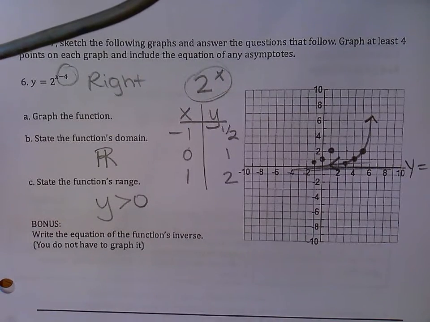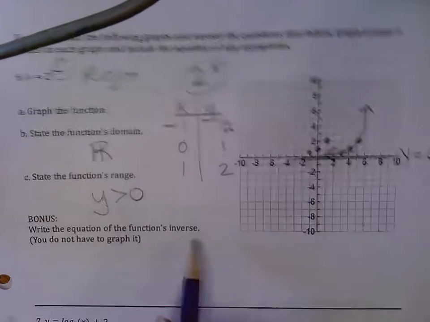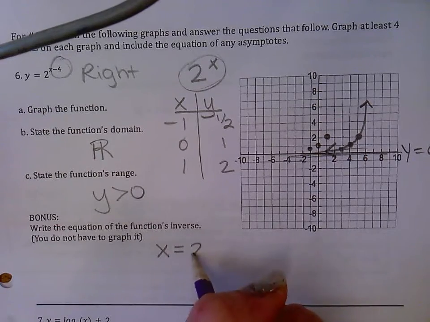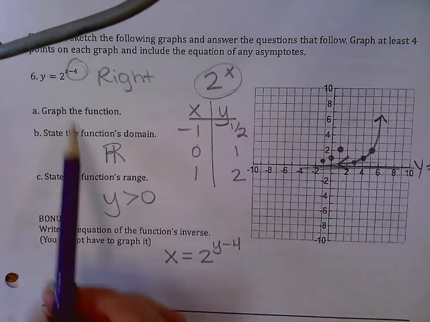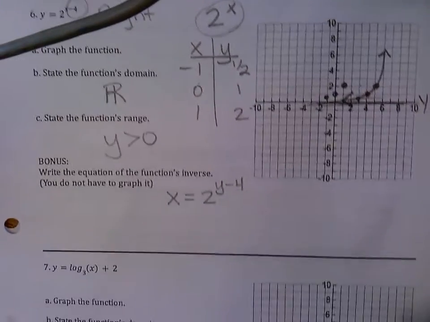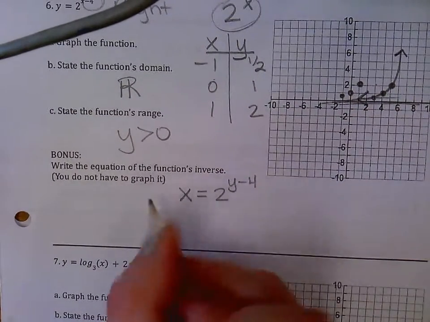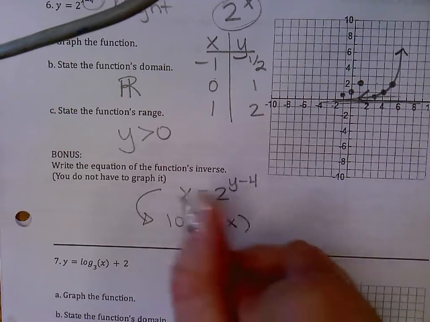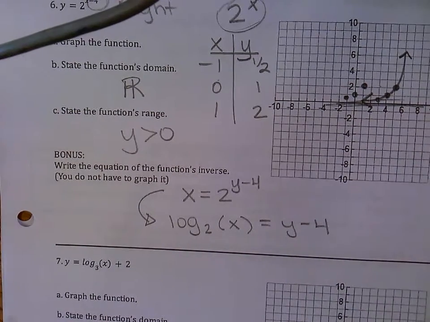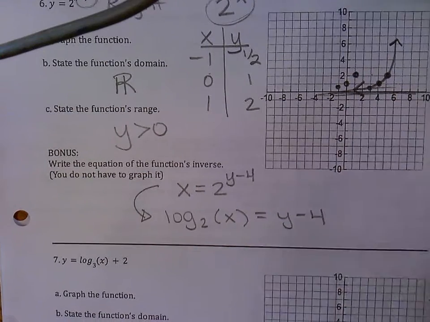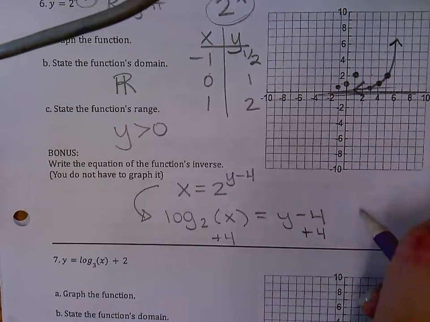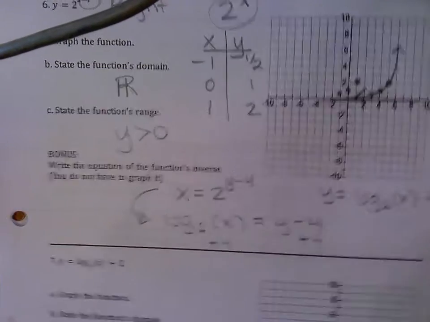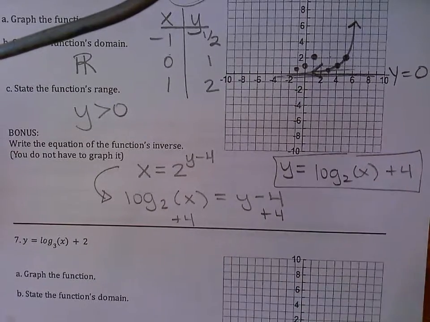So writing the equation of the function's inverse, this is more of an advanced test question, so that's why I made it a bonus. So x equals 2 to the y minus 4. Your first step is to switch x and y in the original equation. I'm stuck in exponent land. So I'm going to rewrite this in log form. So the base would be 2. The x is going to go inside the log, and that frees up the exponent, y minus 4, outside the log. So my last step to solve for y would be just add 4 to the other side. So log base 2 of x plus 4 would be that bonus answer.